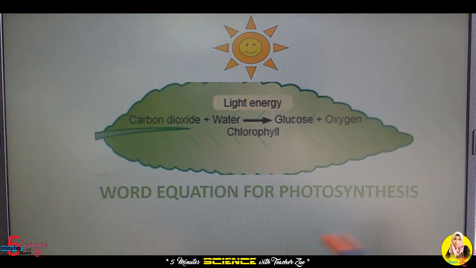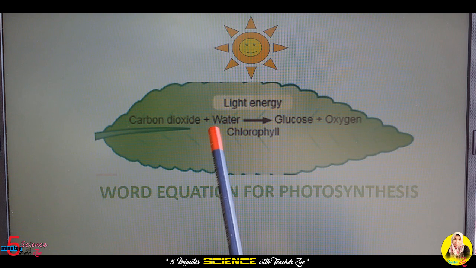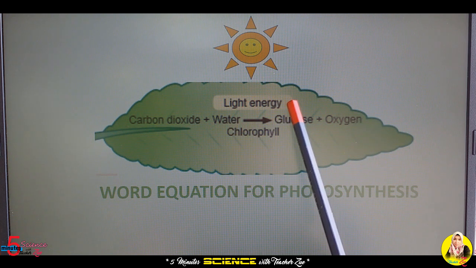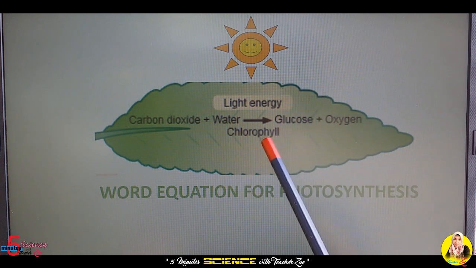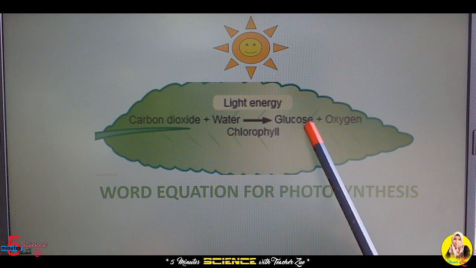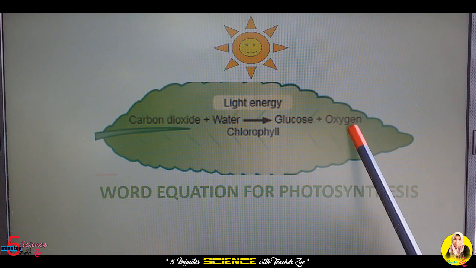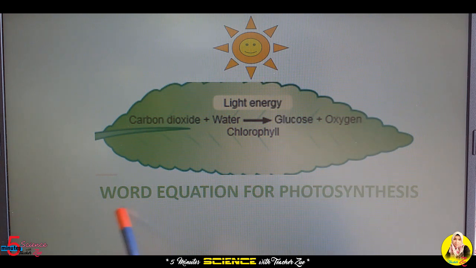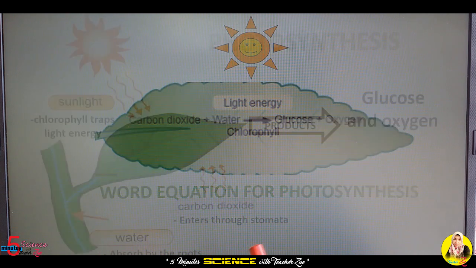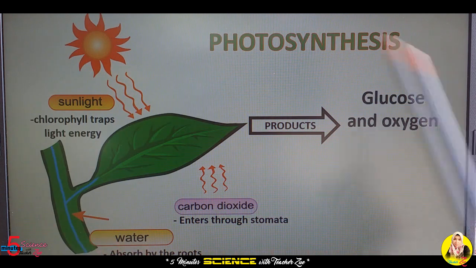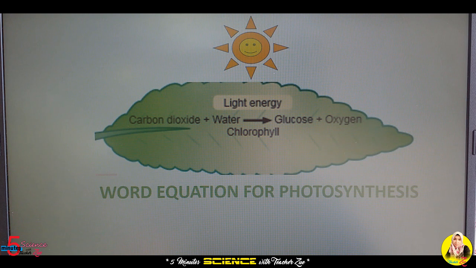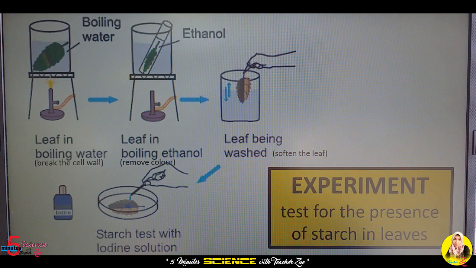This is the word equation for photosynthesis. Carbon dioxide plus water in the presence of light energy and chlorophyll in the leaf produce glucose and oxygen. We call this as word equation. This one is the process. This one is the word equation.